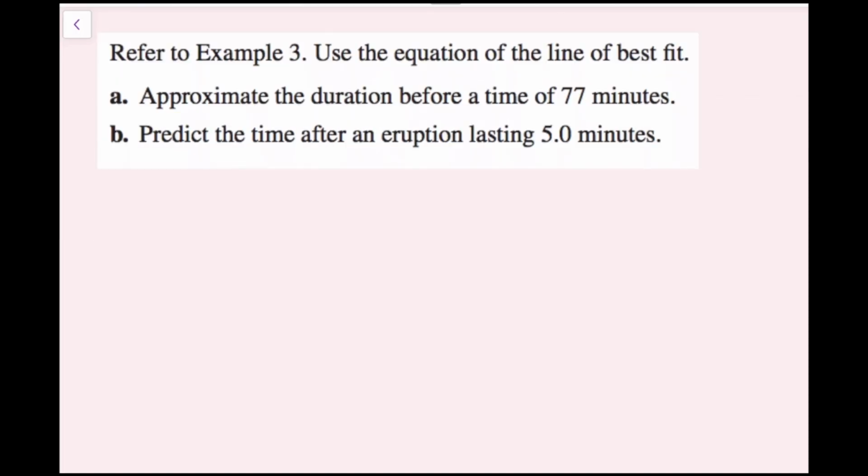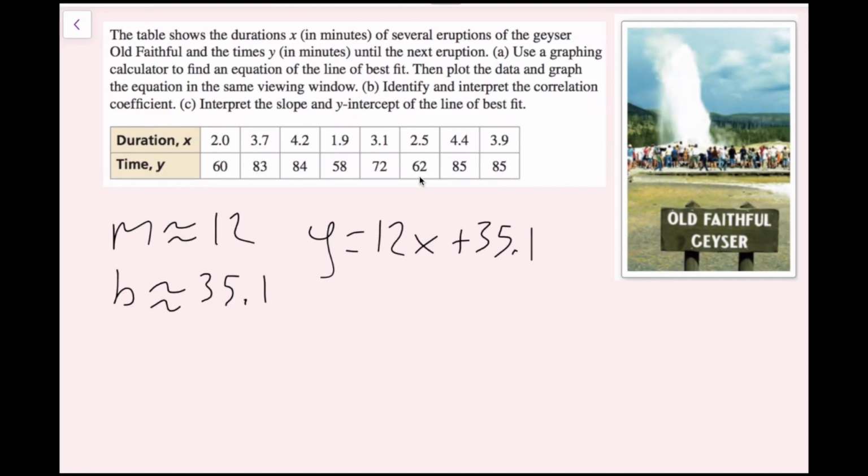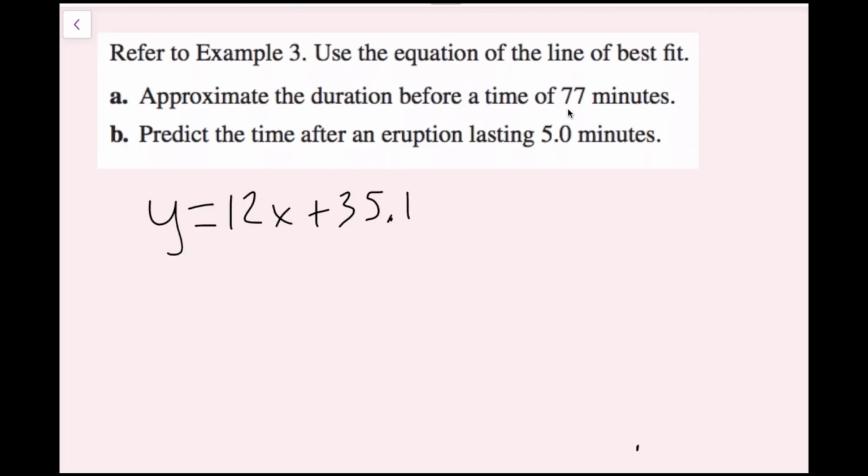So for this example, we're going to refer back to the previous example. If you remember, our line is y equals 12x plus 35.1, or you could have just done 35 to round, that's fine. Approximate the duration before a time of 77 minutes. If we look back at that previous table, we see that 77 minutes is within the range of data. 85 is the longest, and 60 is the smallest. So 77 is within that. So this would be an example of interpolation.